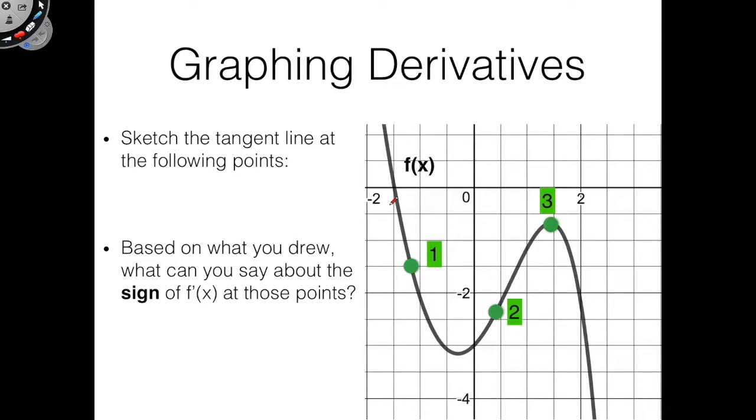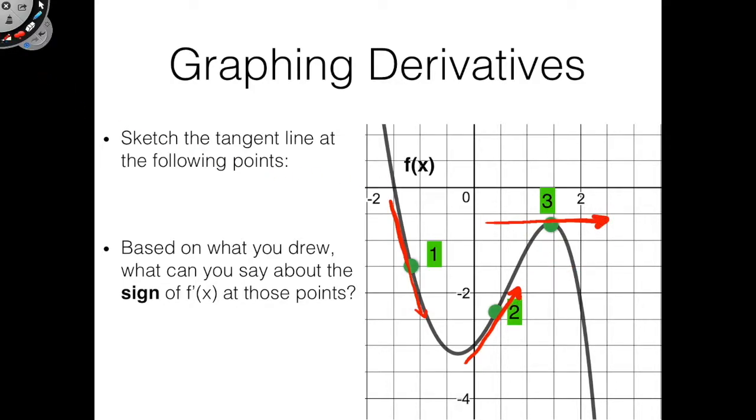All right, so let's try this out. At point 1, you're going to have a tangent line that looks something like this. Not perfect, but you get the idea. It intersects at that one point. Point 2, we're going to have something that looks like that. Point 3 is going to be maybe something like that. So those are our tangent lines.